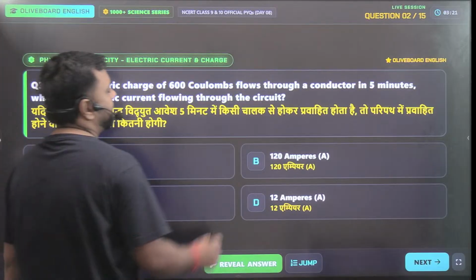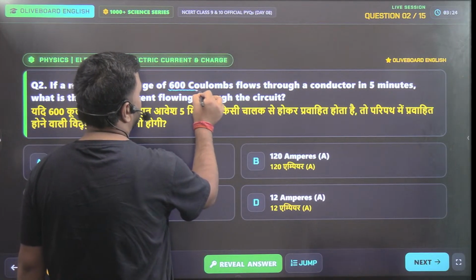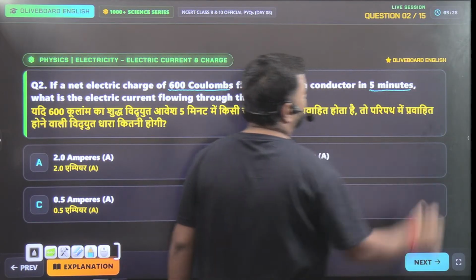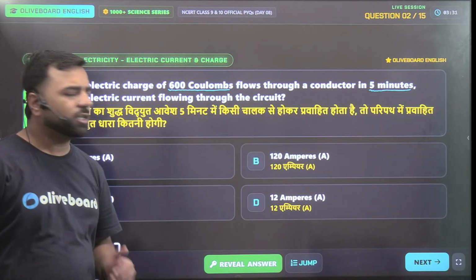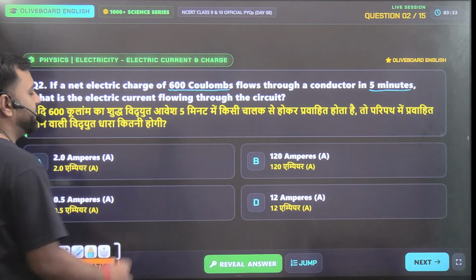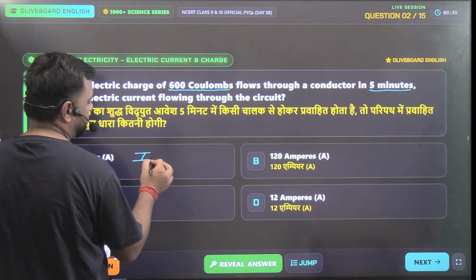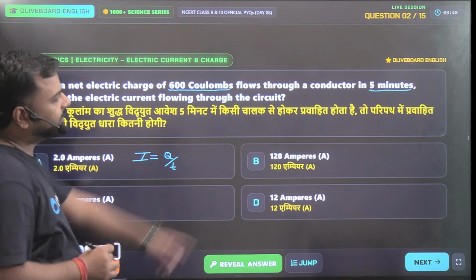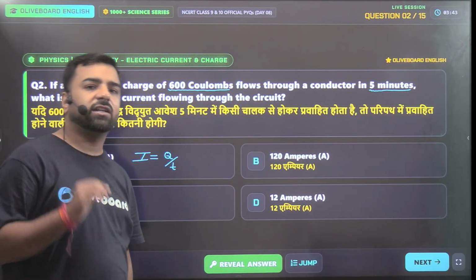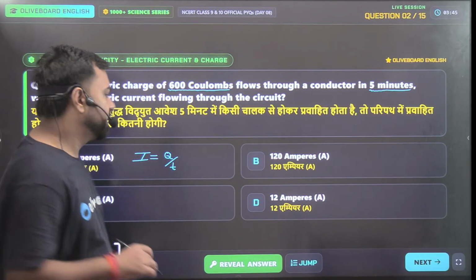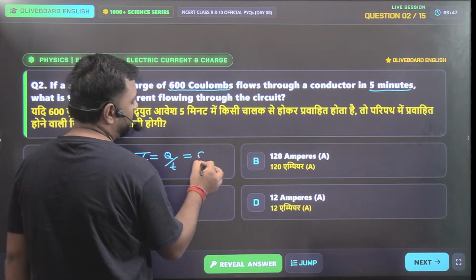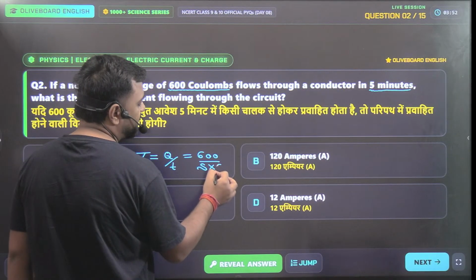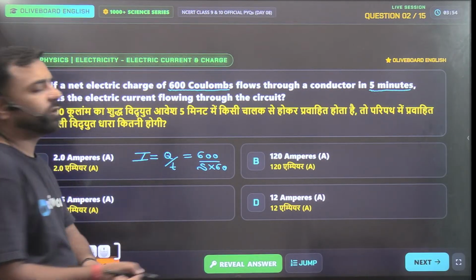You need to focus on these terms, just have a look. It's saying the charge is 600 coulombs, but it is taking 5 minutes. Now guys, in order to calculate the electric current, we can use this formula. But please check, the time is given in minutes. We need to convert it into seconds. If you go with minutes directly, your answer will be wrong. So you cannot go with 600 by 5. That would be wrong. You need to convert the minutes into seconds, and it will be 5 cross 60.